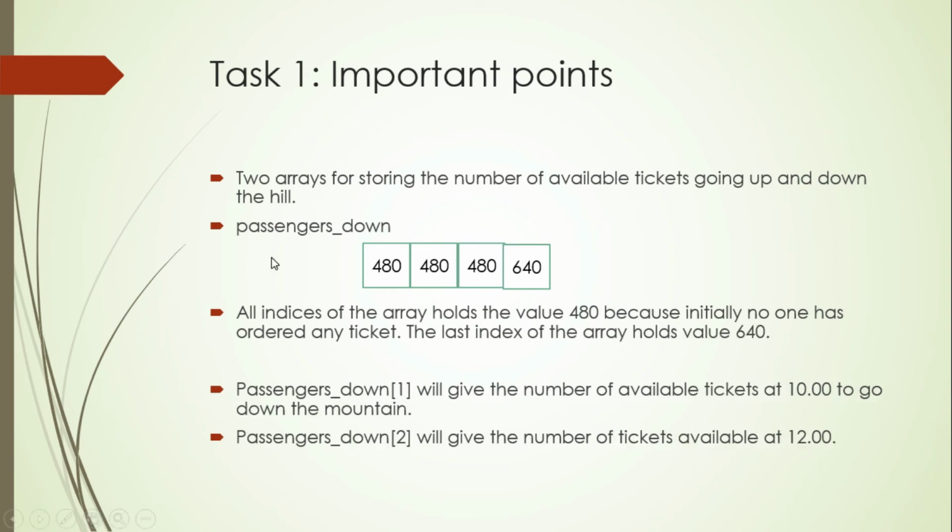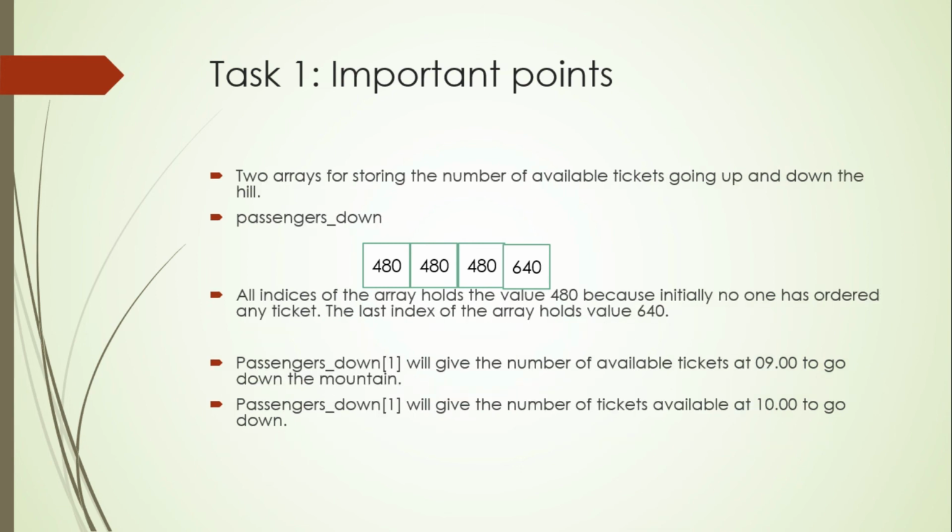Now the passengers_down array holds the number of tickets available for the different time intervals, that is 10, 12, 14 and 16. passengers_down[1] will give the number of available tickets at 10 to go down the mountain. And passengers_down[2] will give the number of tickets available at 12. You'll see that the last index is 640 because the number of available tickets at that point in time is 640, since there will be 2 extra coaches. I think it has been mentioned in the pre-release material.